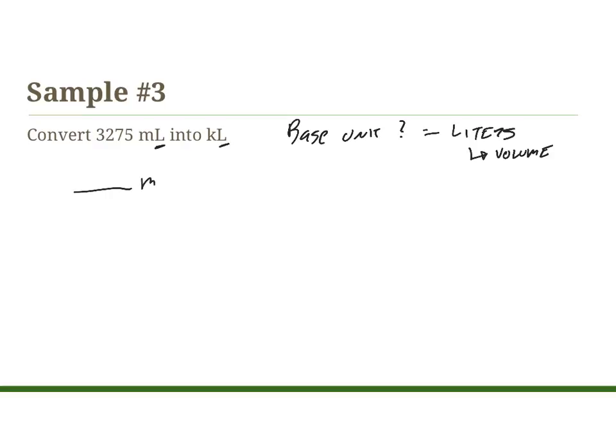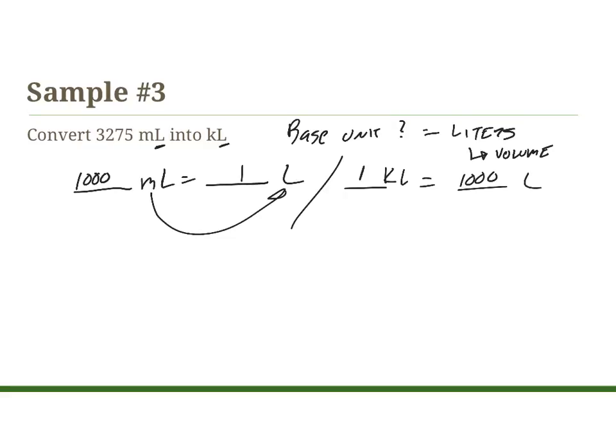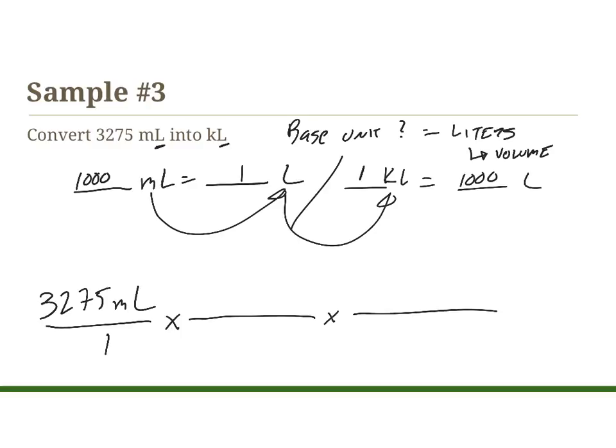So I'm trying to figure out the relationship between milliliters and liters, and the relationship between kiloliters and liters. Well, according to what I've been taught before, I know that 1 liter is 1,000 milliliters, and 1 kiloliter is 1,000 liters. Okay, so now I'm going to set this problem up, and because I'm going to go from milliliters to liters, and liters to kiloliters, that tells me that I'm going to have a 3-step problem. So I'm going to take my 3,275 milliliters, put it over 1, and go from milliliters to liters, liters to kiloliters.